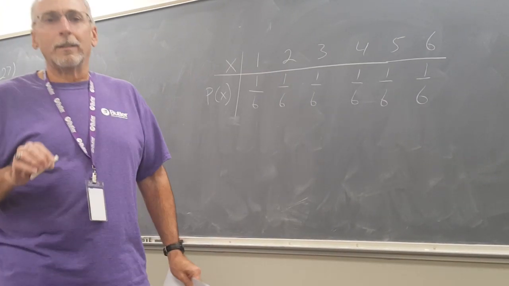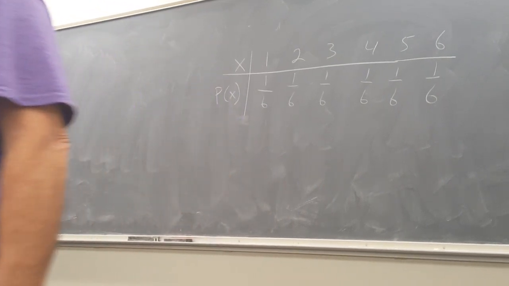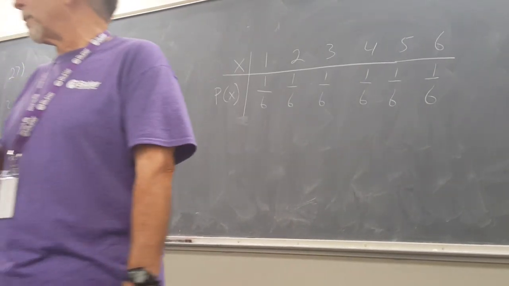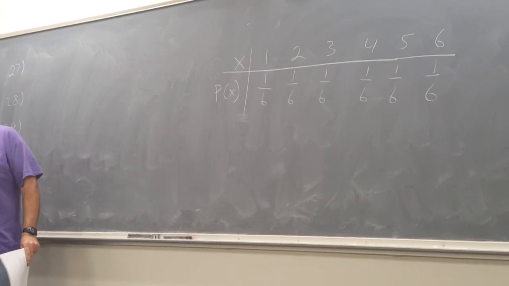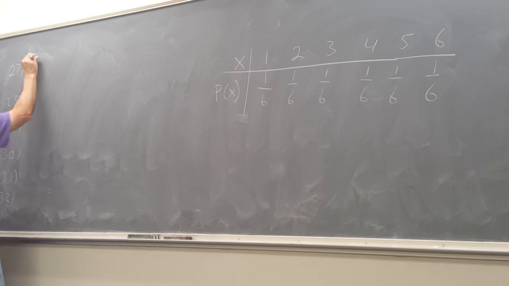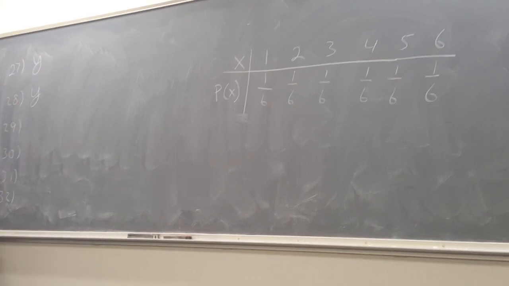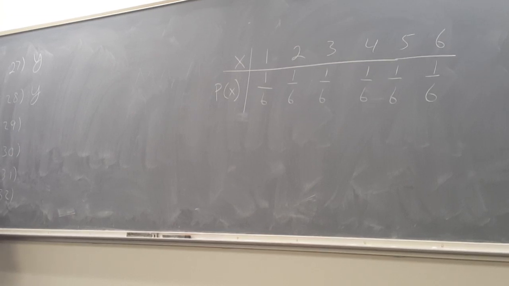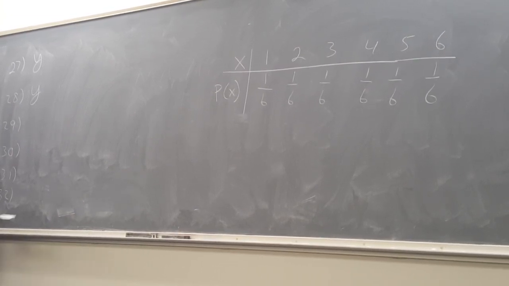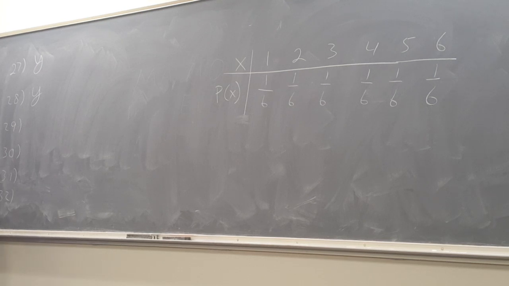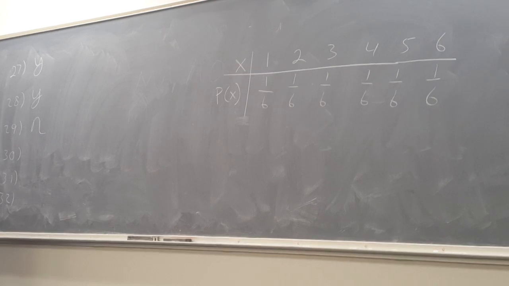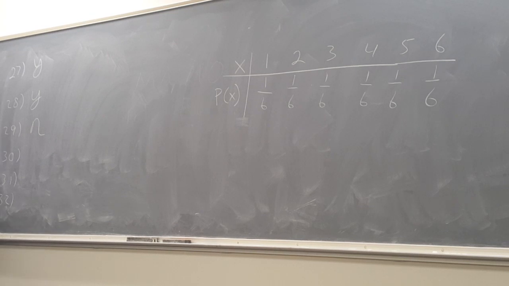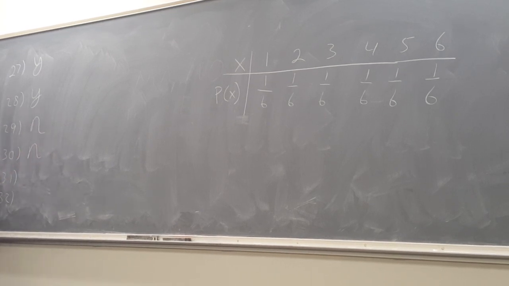Okay, so on 27, is 27 a discrete probability distribution? Yes. How about 28? Yeah. 29? No. All the probabilities are between 0 and 1, but the sum is not 1. 30? No. Again, you can't have a negative. So if they give you one and you see a negative probability, you don't have to add them up or anything, you know it's not.